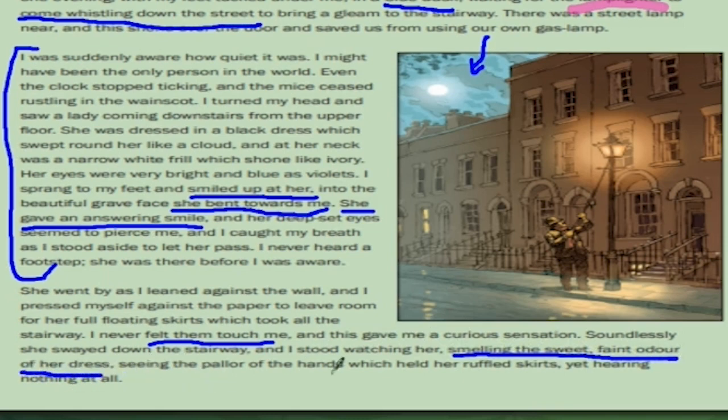So she describes what she can smell, seeing the pallor of her hands which held the ruffled skirts, yet hearing nothing at all. Now, if you were to ask me, she never felt touch her, but she did smell this lady, the faint odour of her dress, and she did see the pallor of her hands. So let's go back to the text, the answer question, and see if that helps us.